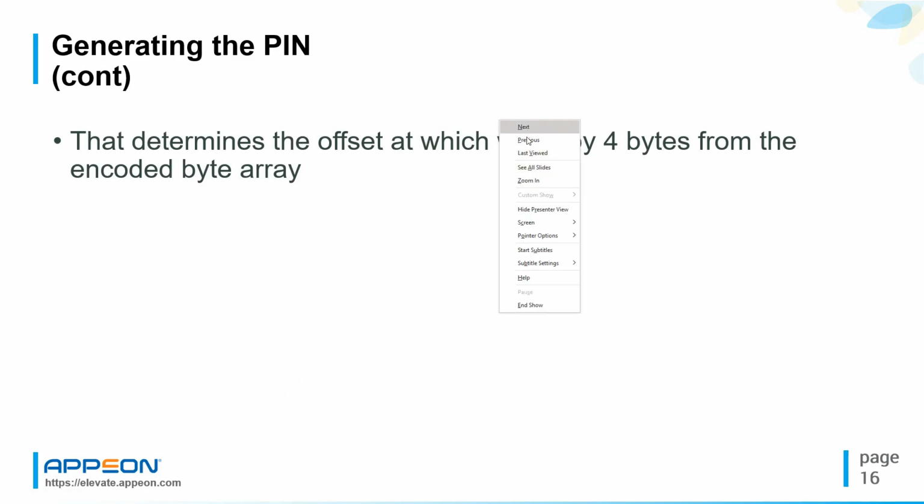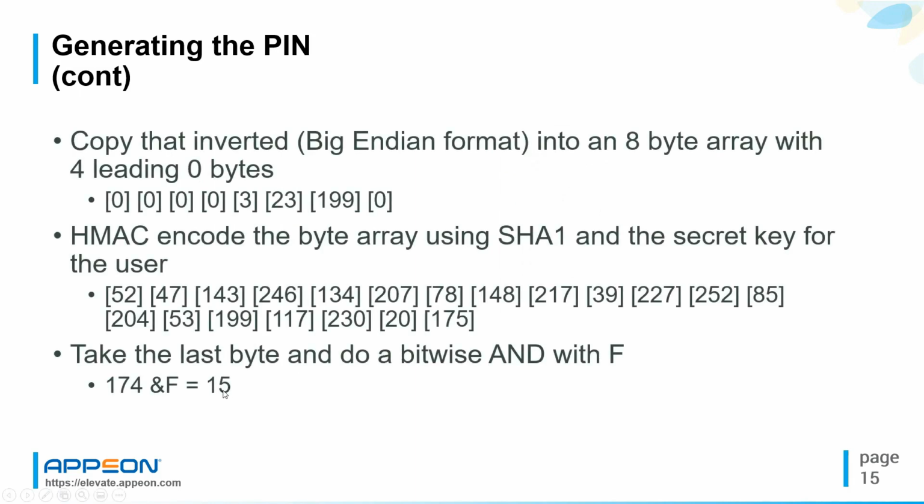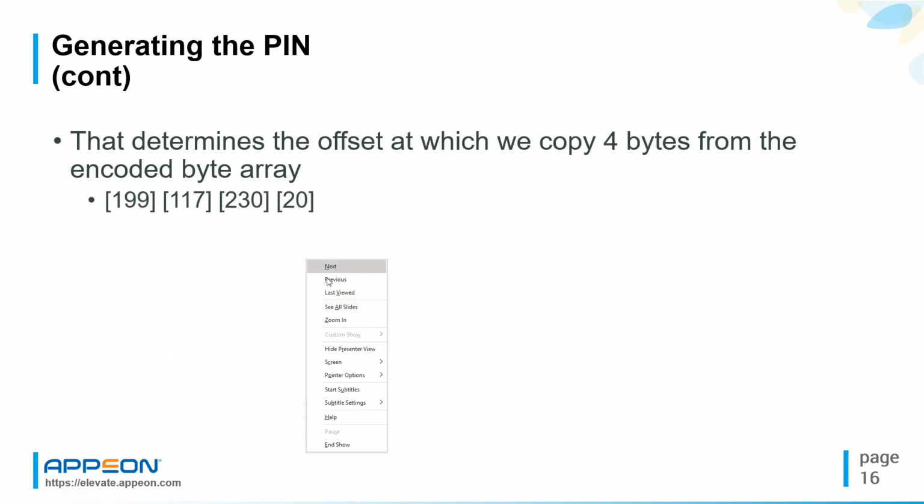So going back here, if this says 15, so we count in 15. 1, 2, 3, 4, 5, 6, 7, 8, 9, 10, 11, 12, 13, 14, 15. If I did it correctly, we should be getting these 4 bytes: 53, 199, 117, and 230. So let's see if that's what we end up with here. Oh, I did it wrong.